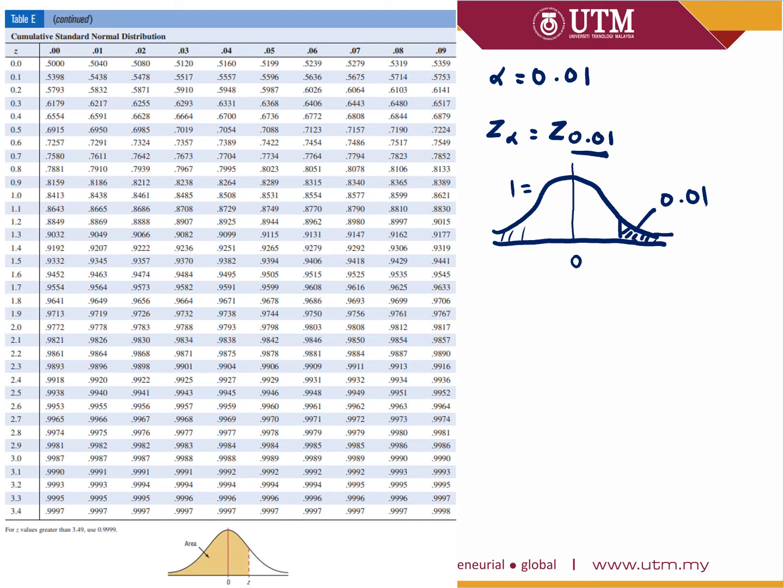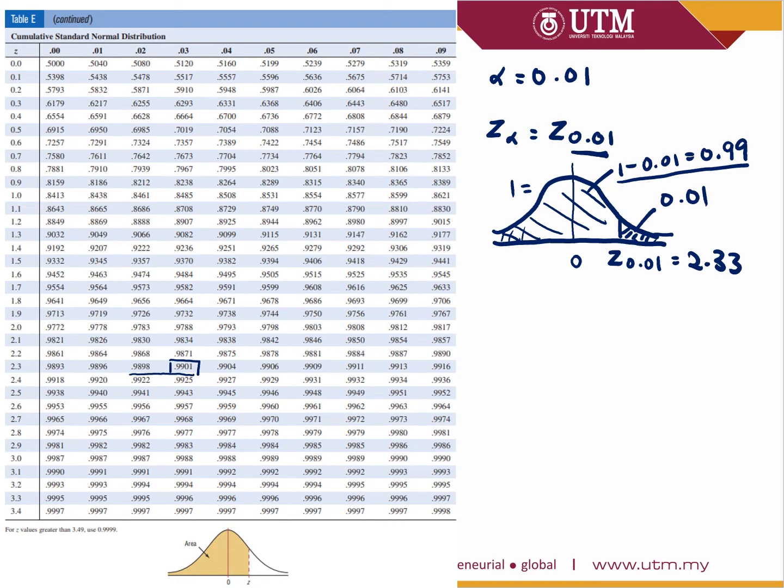The area to the left of this is 1 minus 0.01, which is 0.99. This is the area we need to find in the cumulative standard normal distribution table. Given that the area on the left is 0.99, you go through the table for the value 0.99. The closest value is 0.9901. Now we can find the Z score of Z 0.01, which is 2.33. That's how we find the Z score or critical value for Z 0.01.